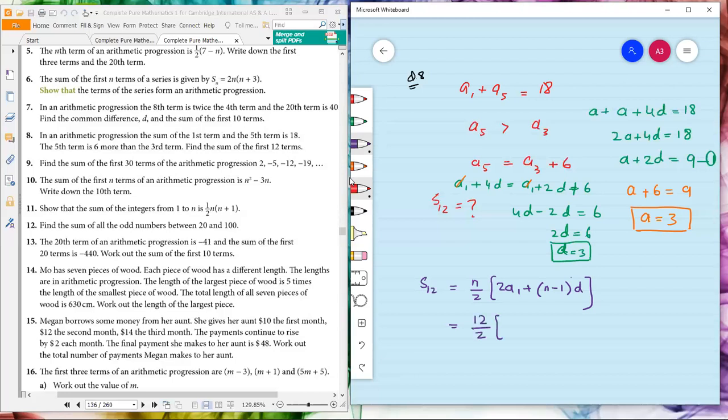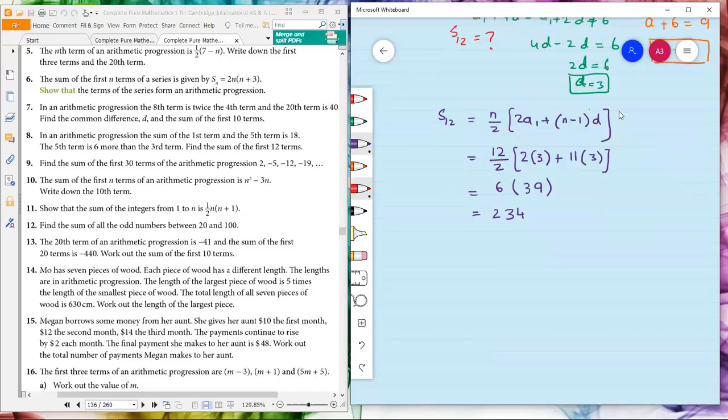Let me complete. 2 into a1 is 3, plus n minus 1, 11, into d is 3. Just put this, and then 6, and 2 plus 3 is 6, and this would become 39, and multiply 39 by 6. 6 times 9 is 54, 5 carry, 6 times 3 is 18, and 23. This is the sum of 12 terms. So this was just question number 8.